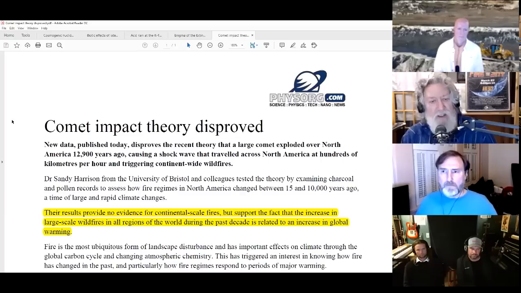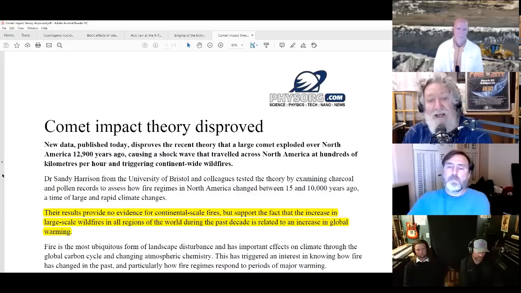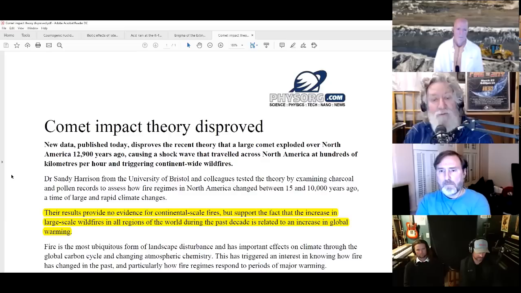So here, this is interesting. Dr. Sandy Harrison from the University of Bristol and colleagues tested the theory by examining charcoal and pollen records to assess how fire regimes in North America changed between 15 and 10,000 years ago, a time of large and rapid climate changes. Their results provide no evidence for continental scale fires. Now, bear in mind, they're just looking at basically one site, but support the fact that the increase in large scale wildfires in all regions of the world during the past decade is related to an increase in global warming.